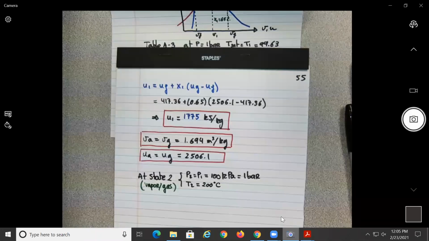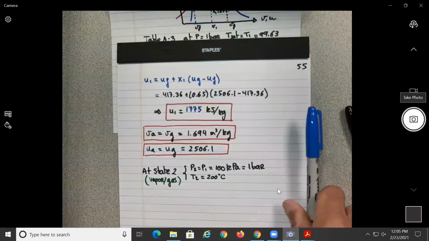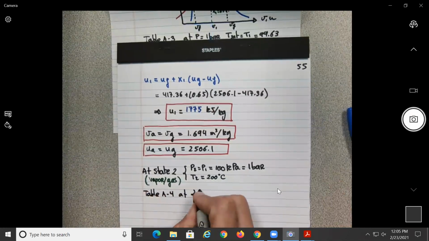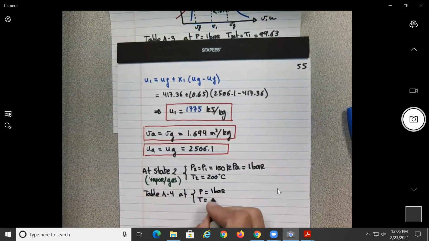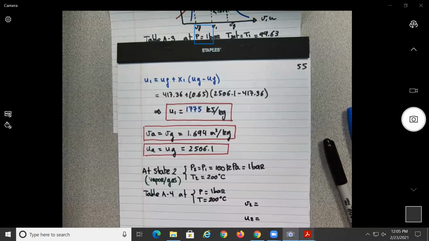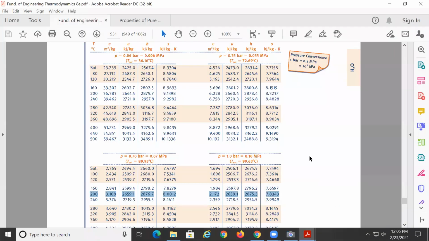So from table A4 at P equal 1 bar, T equal 200 Celsius, we have that V2 and U2 are equal to: V2 is 2.172 cubic meters per kilogram, and U2 is 2,658.1 kilojoules per kilo.